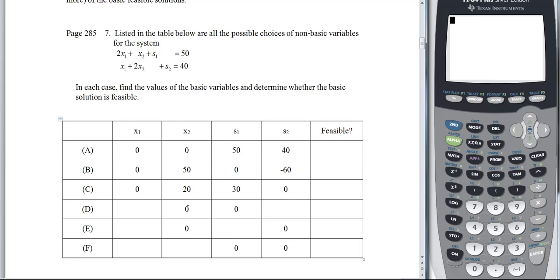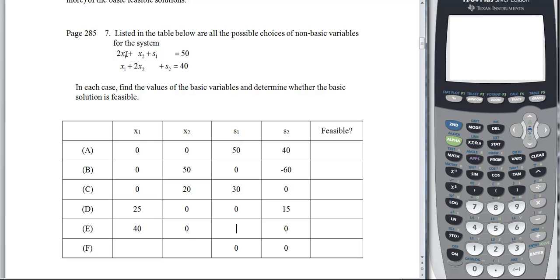Okay, let's look at this one. X sub 2 and s sub 1, that's this one. If x sub 2 and s sub 1 are 0, x sub 1 has to be 25. And then for us to find s sub 2, I know x sub 1, I know x sub 2, I can find s sub 2. If x sub 1 is 25, subtract 25 from both sides, then that should be 15. What about x sub 2 and s sub 2? X sub 2, this right here. X sub 2 and s sub 2 are 0. So x sub 1 would be 40.